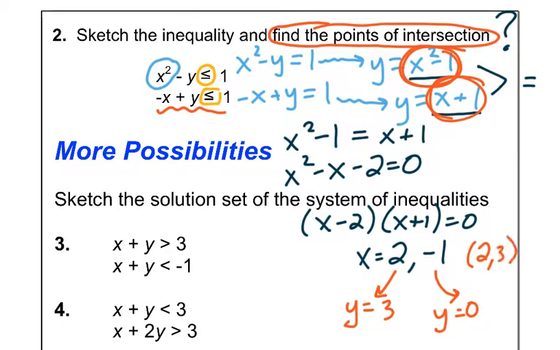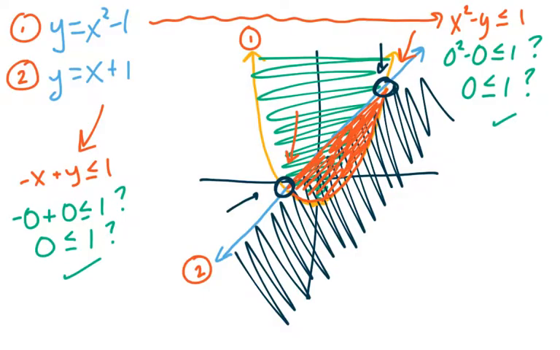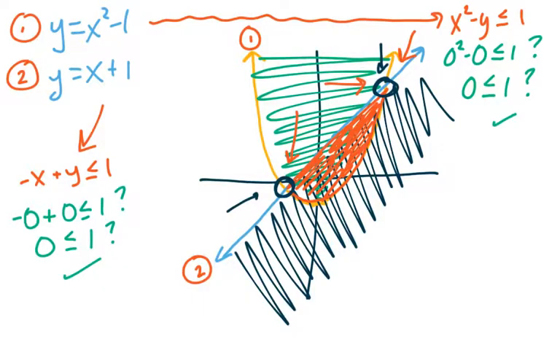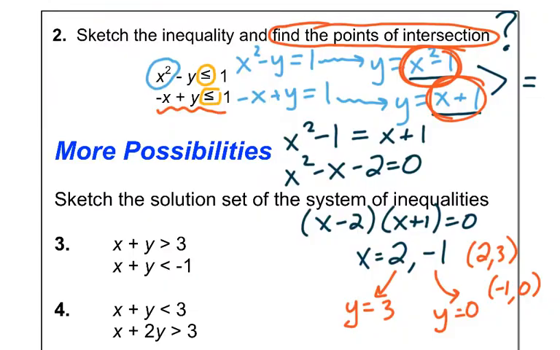Let's look at the graph and see if that's right. 2, 3. Yeah, I would argue that's pretty good. That looks like 2, 3. And then also at -1, 0. Should we check? Wow, that -1 is really close to 0 there too. -1, 0. So 2 answers here, friends. The shaded region and then the 2 points where they intersect.